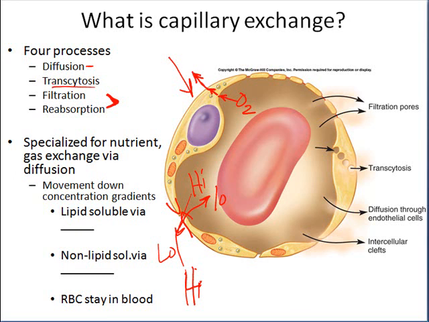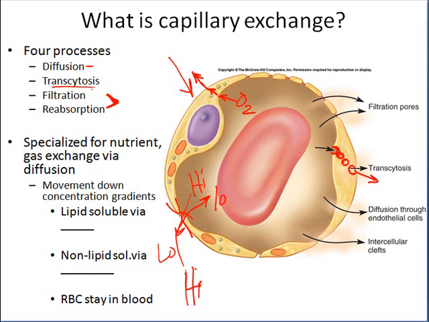Transcytosis is another process by which we can move things into and out of capillaries, and that involves the formation of a vesicle. And that vesicle then carries the item across the endothelial cell and then exocytoses it on the other side. So transcytosis involves endocytosis, transport across the cell, and then exocytosis on the other side.